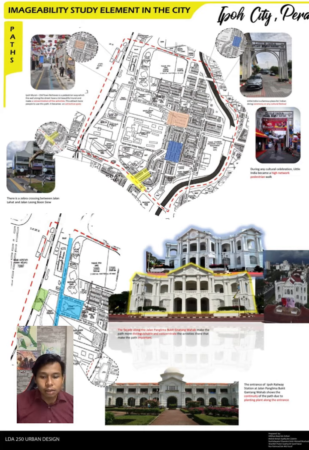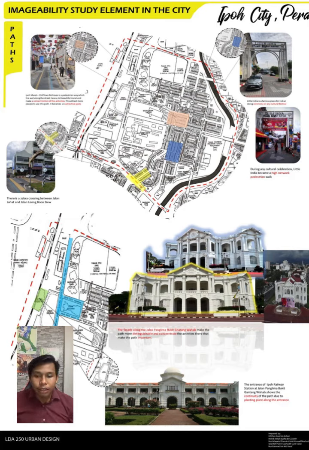Paths are the channels along which the observer potentially moves. So they may be walkways, streets, railroads, or transit lines. Along these paths, the other elements are also arranged and related. For example, in Ipoh Perak, the facade at Jalan Panglima Bukit Gantang Wahab makes the path more distinguishable and concentrates the activities there, which makes the path more important.